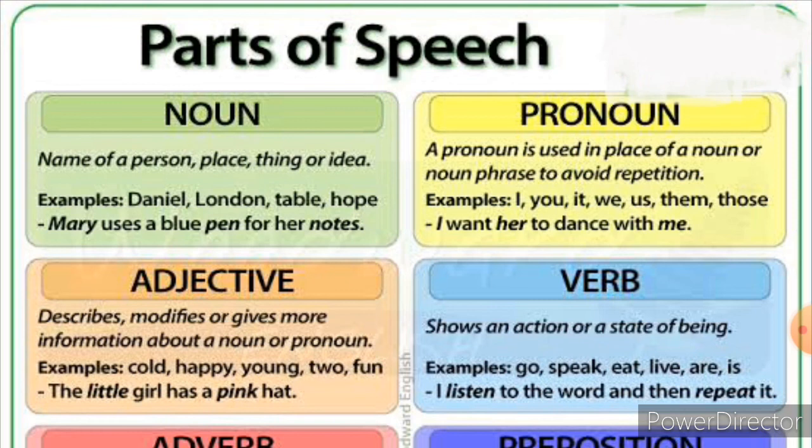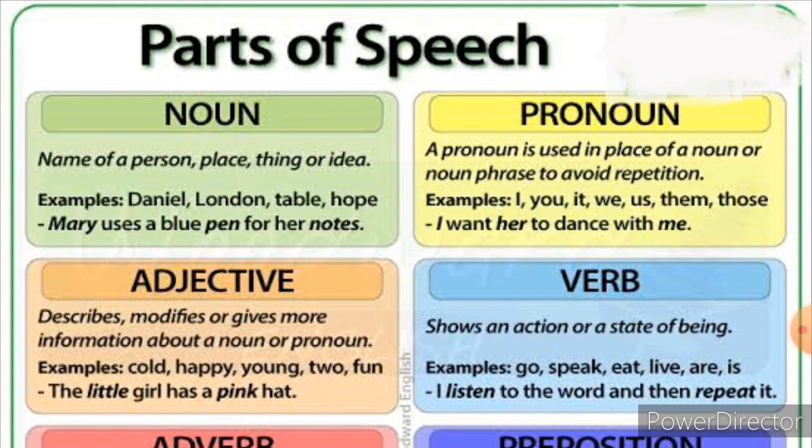The next is the adjective. Adjective means it describes the noun or pronoun. It describes or modifies, or gives more information about, a noun or pronoun in a sentence. Look at the examples of adjective, children. Cold, happy, young. These are a few examples of adjectives. Now look at the adjectives in a sentence. "The little girl has a pink hat." How is the hat? The hat is pink in color. How is the girl? The girl is little. It tells about the qualities.